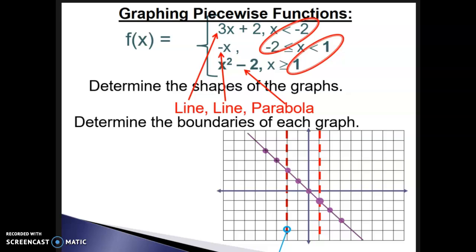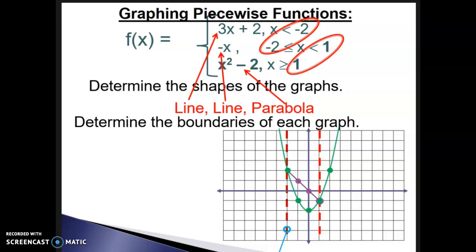Then we've got our other line right here when x is between -2 and 1. So we're going to cut off those other pieces. Notice that I put a solid point when x is -2 since it says it's equal to that. And notice I put an open circle at 1 because it's just less than 1.